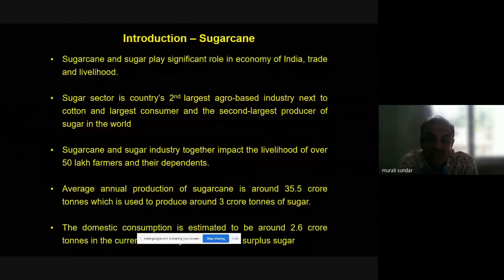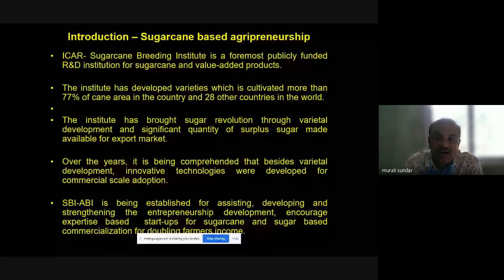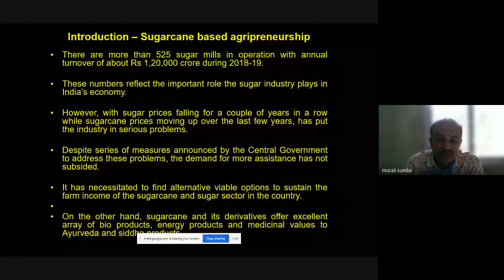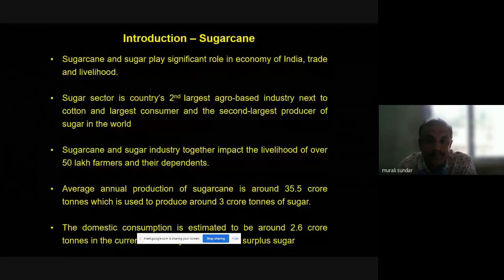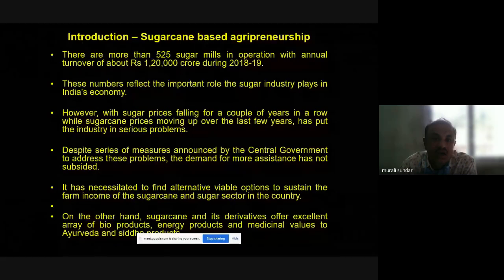Which produces 30 million tons of sugar, against the requirement of 2.6 crore tons of white sugar, which has led to surplus sugar production in the country. There are more than 523 sugar mills in operation with an annual turnover of about 1,20,000 crores during 2018-19. These numbers reflect the important role the sugar industry plays in the Indian economy.